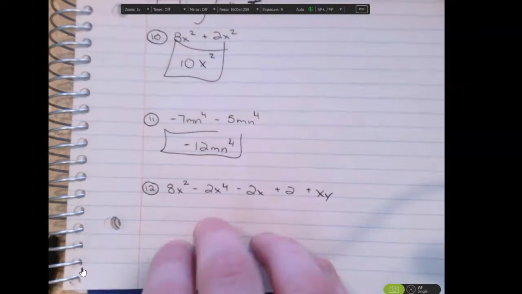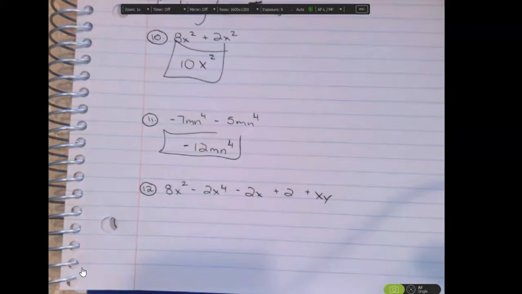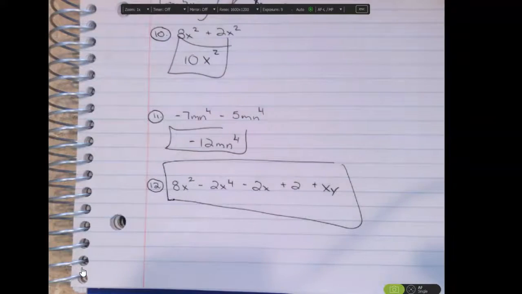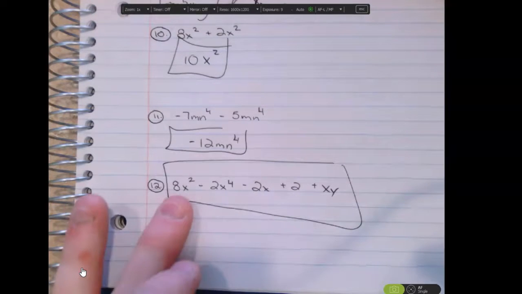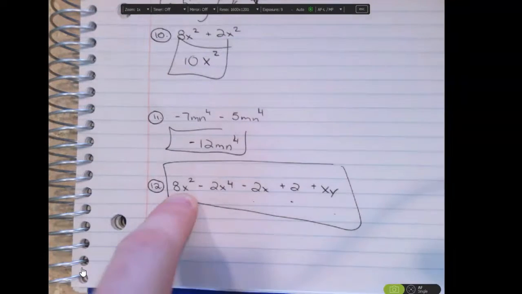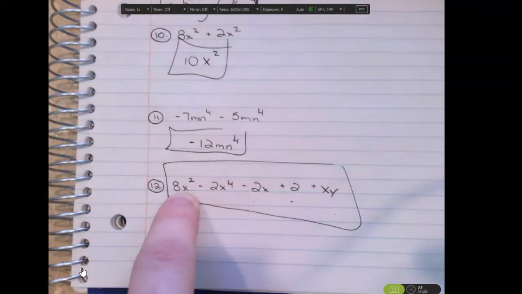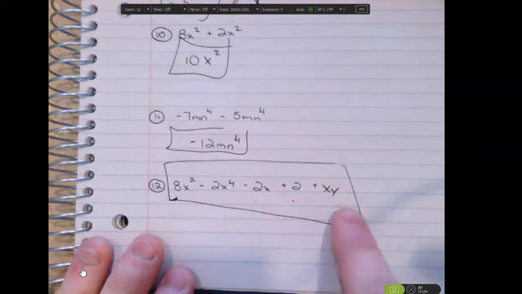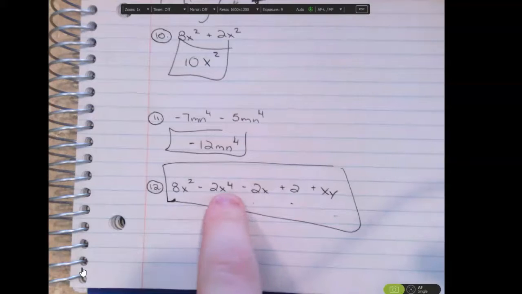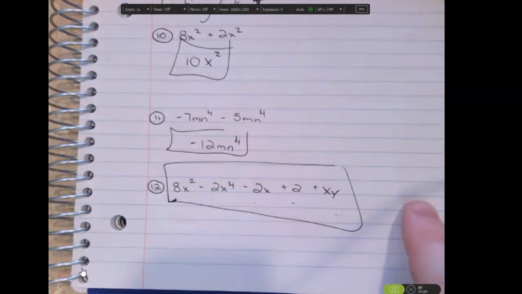However, can I combine like terms here? The answer is no. This problem is simplified as far down as it can go. And the reason is, I've got 1, 2, 3, 4, 5 different terms here. My first term is x squared. There's no other x squared in this problem to combine it with. My next term is x to the fourth. There's no other x to the fourth to combine it with.